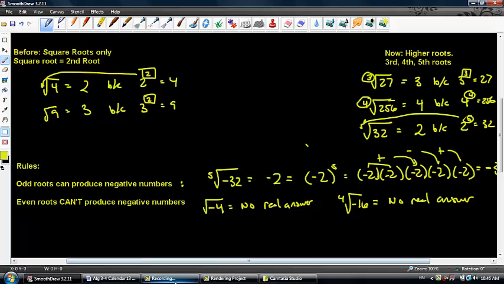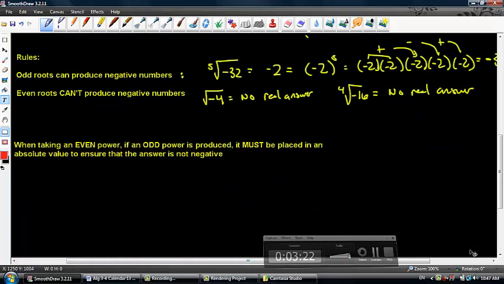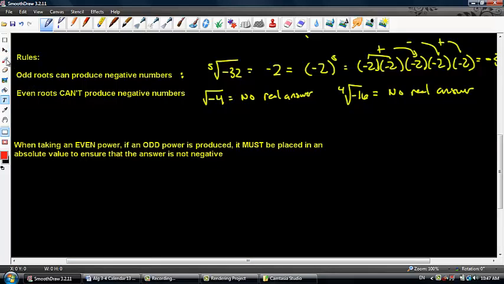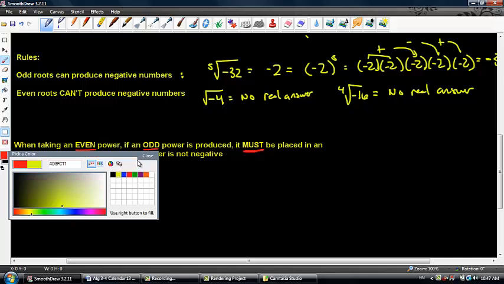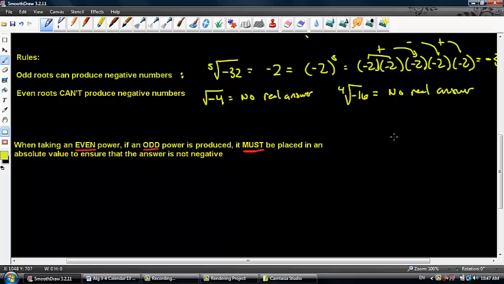Let me get down another set of notes. Hold on. Okay, this is a really important rule here. It says when taking an even power of something, a variable, whatnot, if an odd power is produced, it must be placed in the absolute value to ensure that the answer is not negative. That's a lot of words, and I think an example might just help you out a little bit.